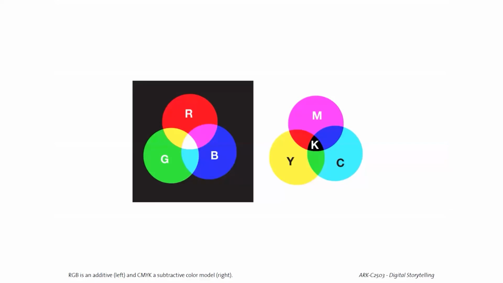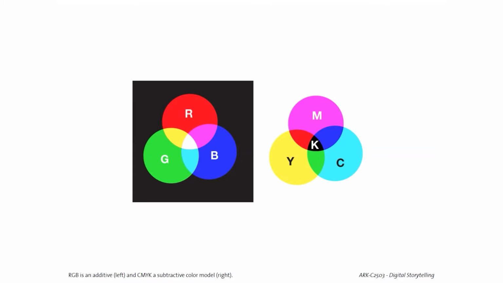CMYK is the opposite of that. That's the subtractive color model, so it works with absorption of wavelengths. Basically you have ink on paper, and that's the model used in printing. The ink reflects only certain wavelengths and absorbs all the other ones. So when you combine them together, you basically get black.